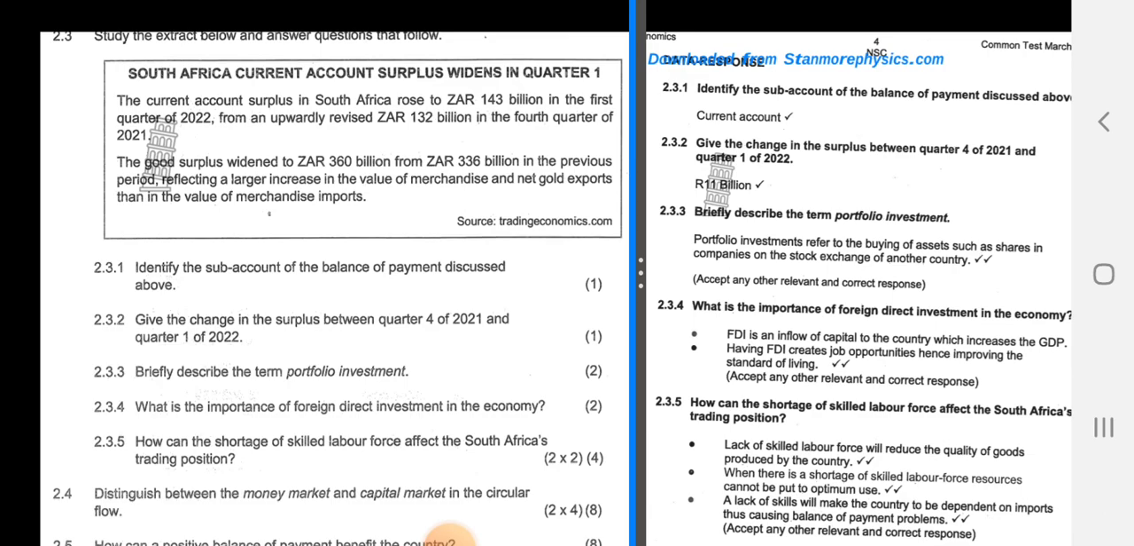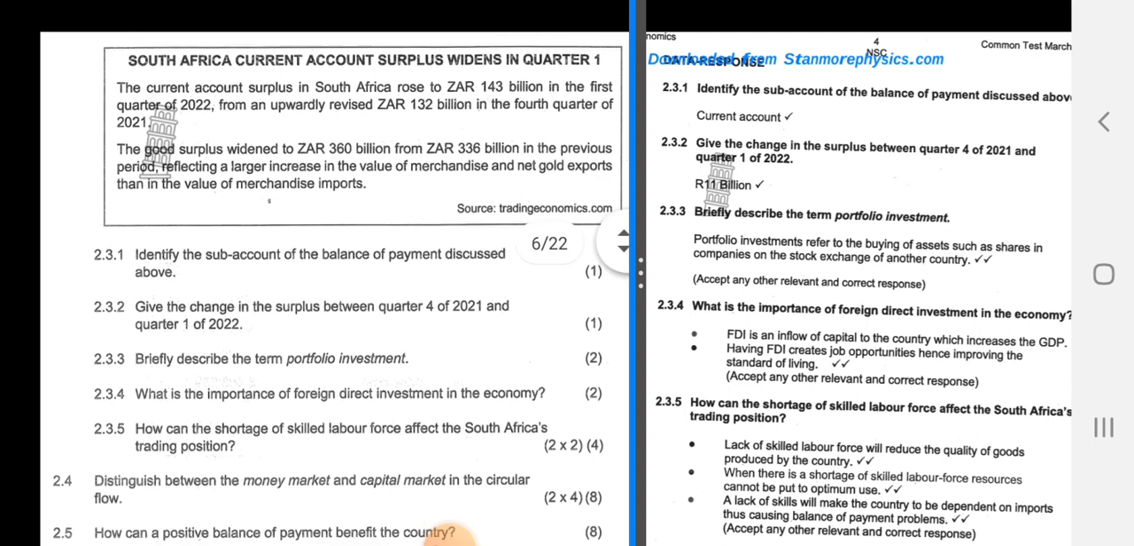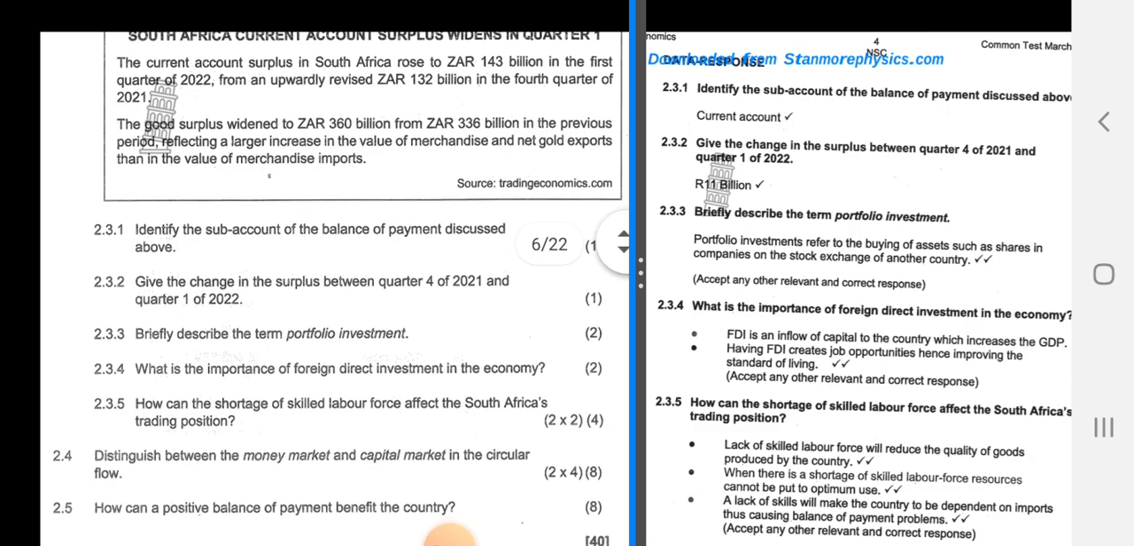Portfolio investment refers to the buying of assets such as shares in companies on the stock exchange for another country, or any other relevant answer will be taken.